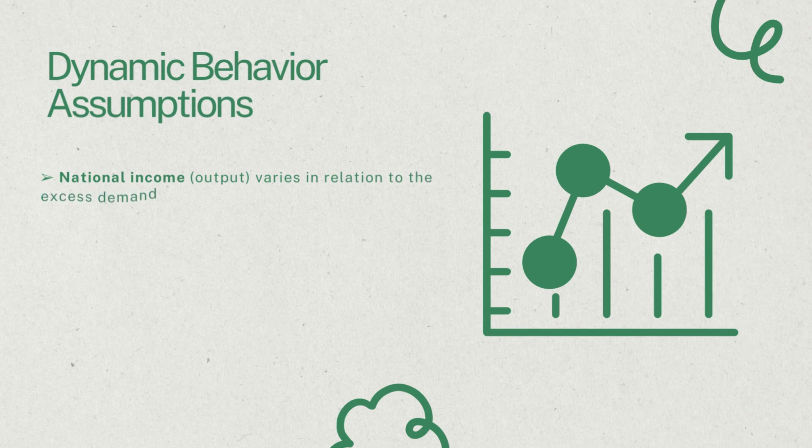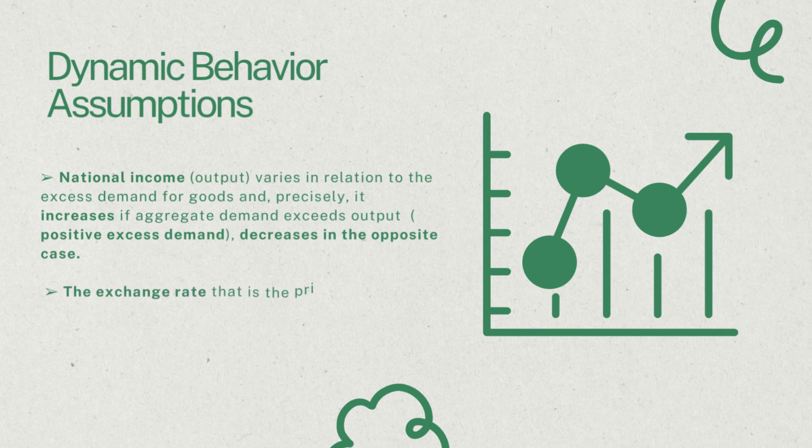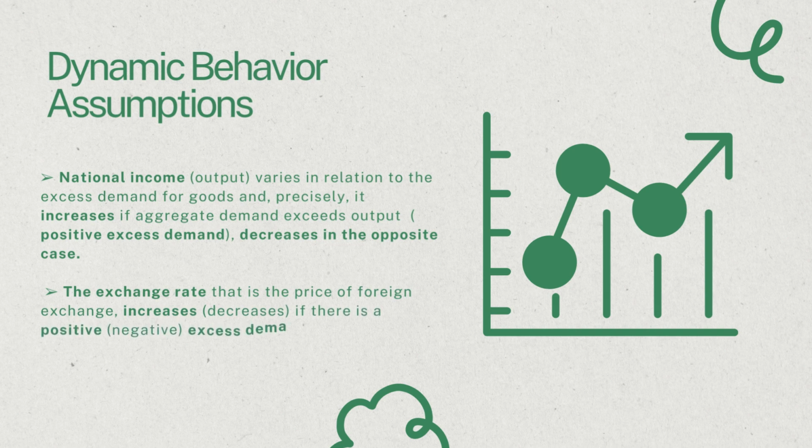For this purpose, the dynamic behavior assumptions usually made are the following. National income or output varies in relationship to excess demand for goods. Precisely, output increases if aggregate demand exceeds output, which is called positive excess demand, and decreases in the opposite case. The other assumption is the exchange rate, that is the price of foreign exchange. It increases if there is a positive excess demand for foreign exchange in the foreign exchange market, and it decreases if there is a negative excess demand for foreign exchange in the forex market.